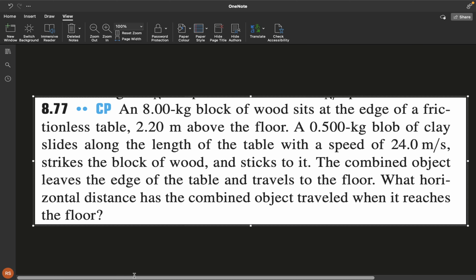2.2 meter above the floor. 0.5 kg blob of clay slides along the length of the table at a speed of 24 meters per second, strikes the block of the wood and sticks to it. Inelastic collision, remember. Completely inelastic collision. The combined object leaves the edge of the table and travels to the floor. What horizontal distance has the combined object traveled when it reaches the floor?